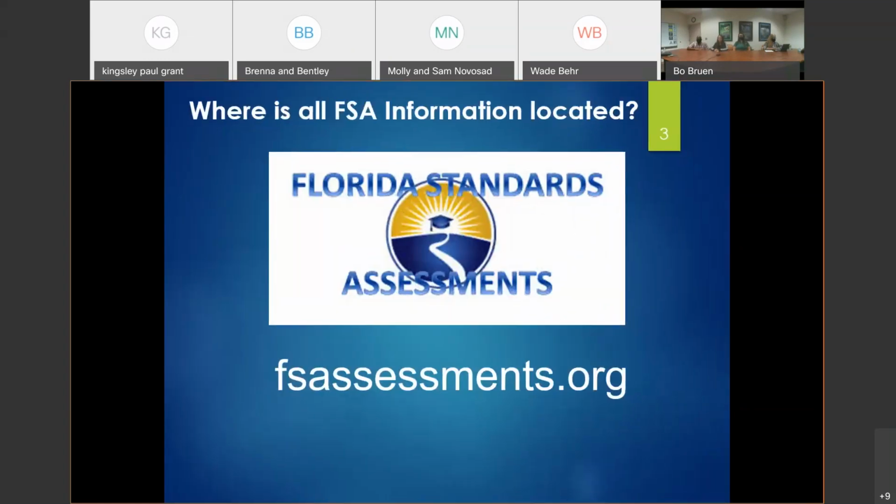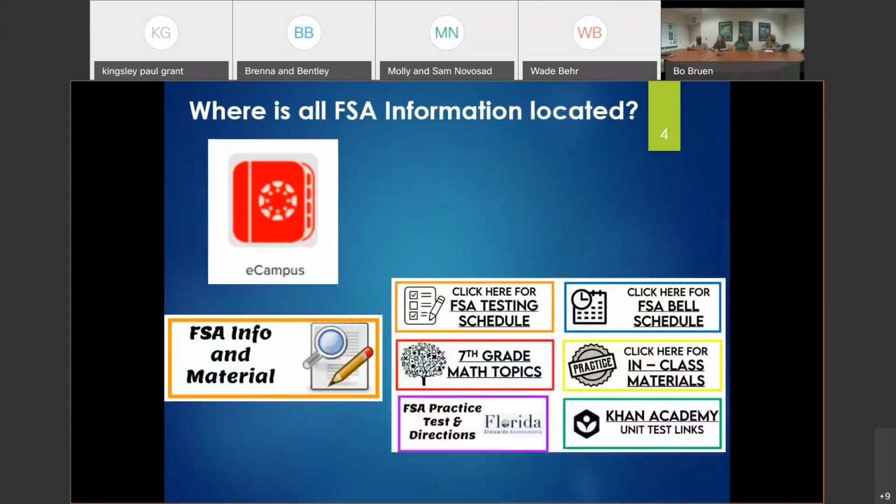So all the information regarding the FSA is located on fsassessments.org. Also, on each homepage in eCampus, we are building FSA information and material pages that contain our testing schedule. Once our bell schedule comes out, that will be located there as well. The math topics included for that specific grade level, some practice tests and directions, and our Khan Academy links that our students have been using to prepare for the upcoming FSA.